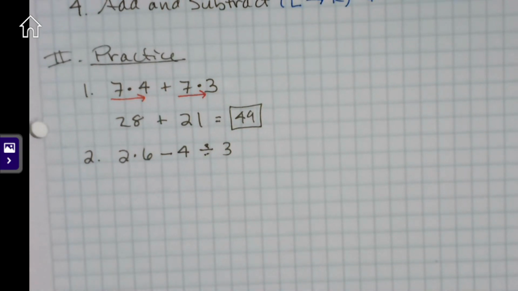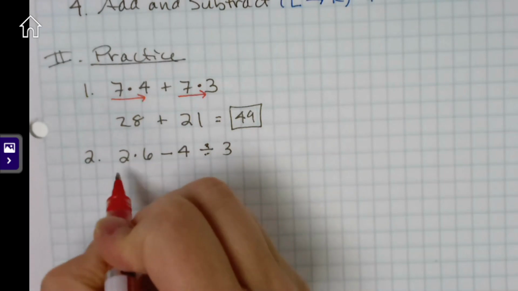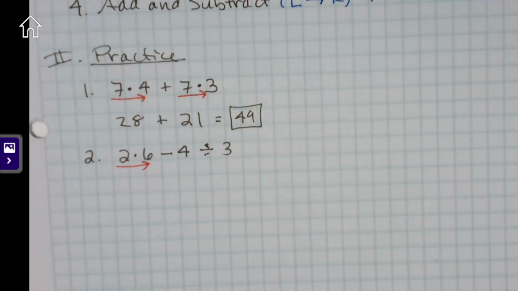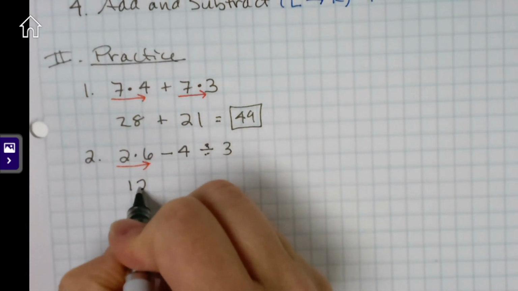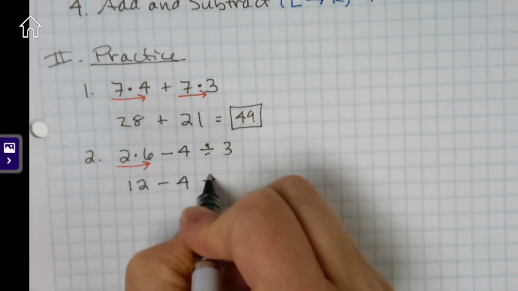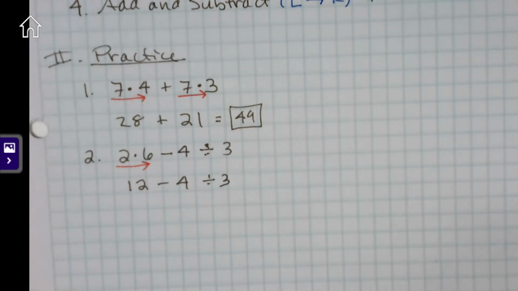All right, we start with grouping symbols. There aren't any. Exponents? Nope. Multiply, divide? Yes, we're going to go left to right. So this is the first one we hit. 2 times 6 is 12. Just recopy the rest. We're going to head to the right.